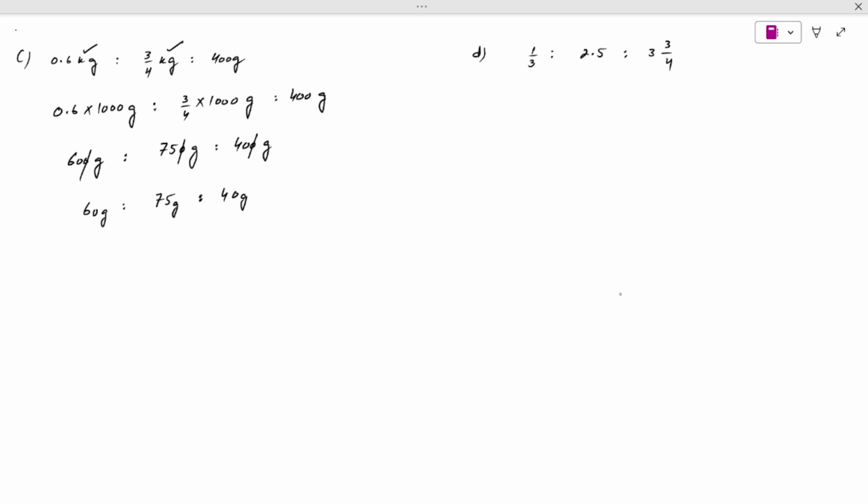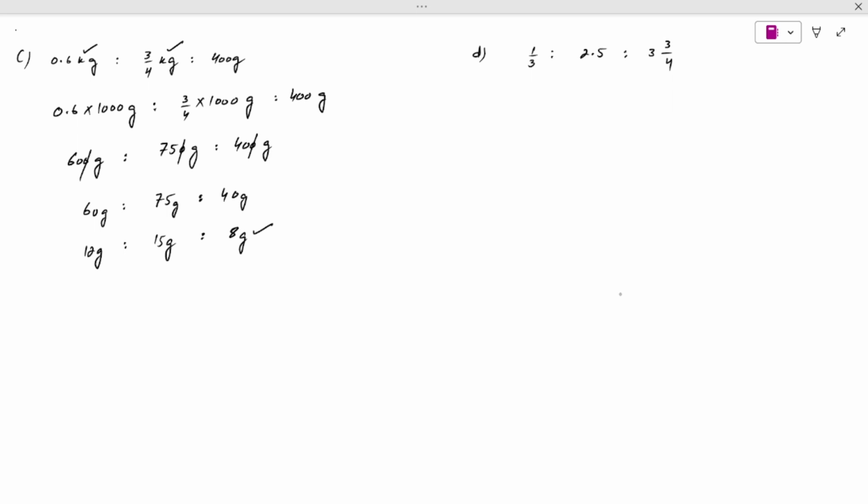Dividing 60 by 5, we get 12 grams, 15 grams, 15 fives are 75, and 8 fives are 40, so 8 grams. This is the simplified ratio. It cannot be simplified anymore, so we'll stop here. So this becomes the answer of the question.